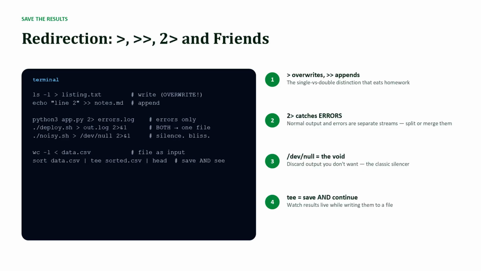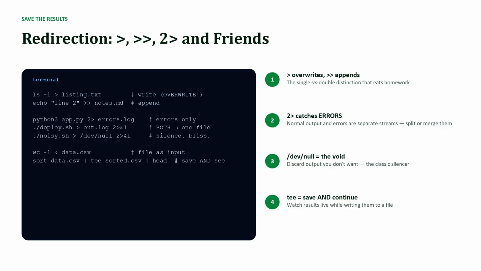Third superpower, redirection, sending output where you want it. One angle bracket writes to a file, overwriting it; two brackets append. That single versus double distinction has eaten many homework files. Learn it once.